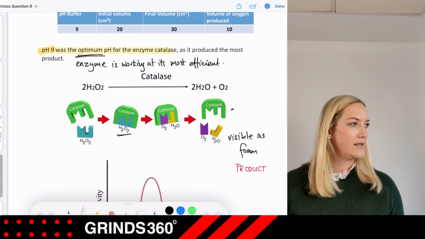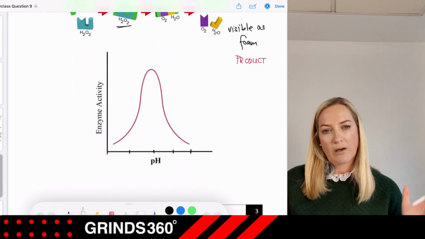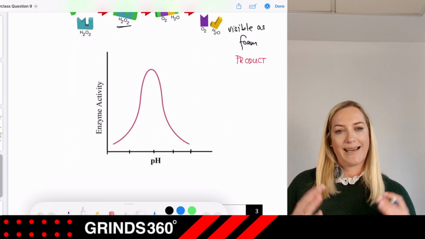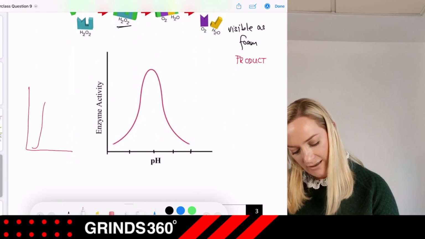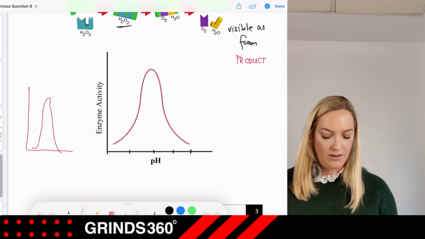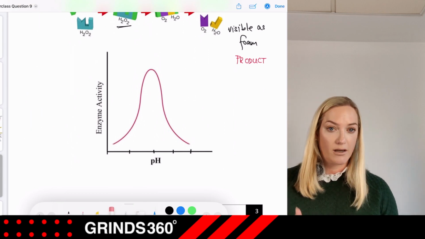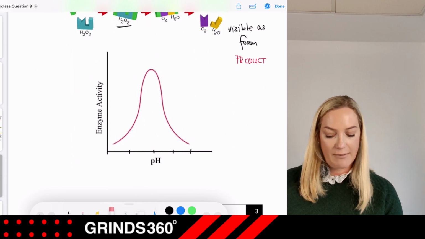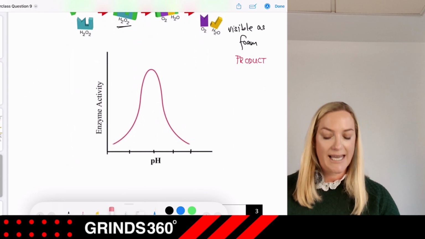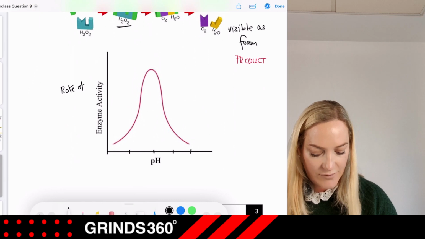They may also ask you to draw a graph of your results. So remember, when we're working with pH, we have a narrower range. If I was to draw this freehand here, this would be my result. If you're asked to draw a graph, there'll be 3 marks for labeling the pH on the x-axis and 3 marks for labeling the y-axis. So I have enzyme activity here, or you could say rate of enzyme activity. Actually, add that in, please. Rate of enzyme activity.